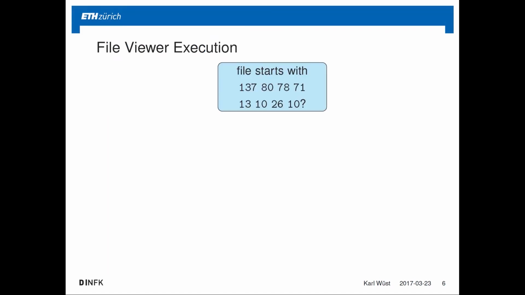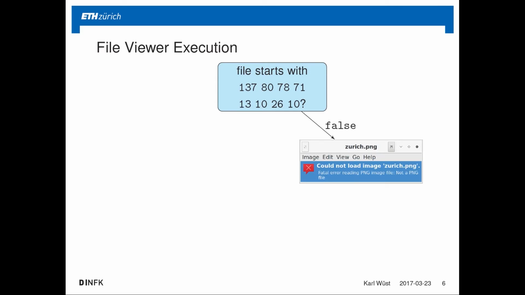And in a file viewer execution, we usually have some checks in there. In this case, this is an example for a PNG file viewer. We have a check that says, does the file start with the bytes 137, 80, 78, and so on. This is the PNG file signature, so this is one of the first checks that is done to see whether this is a valid PNG file. And if this condition is false, then we get this pop-up with the error telling us it couldn't open the file. If this check succeeds, then we continue the execution.